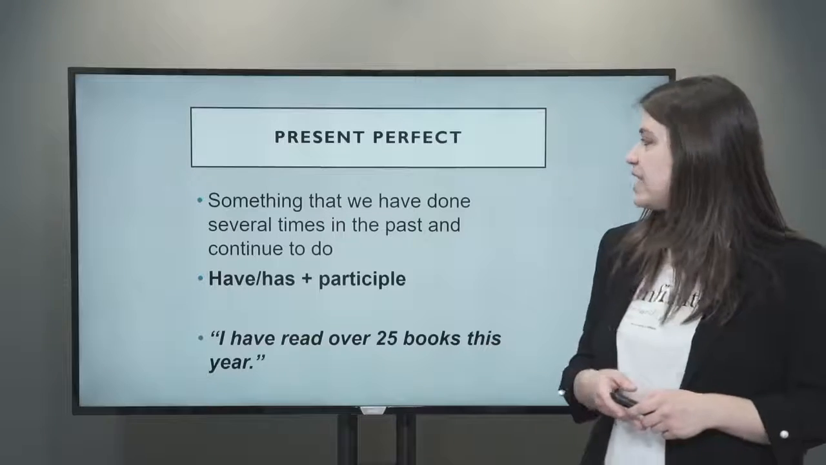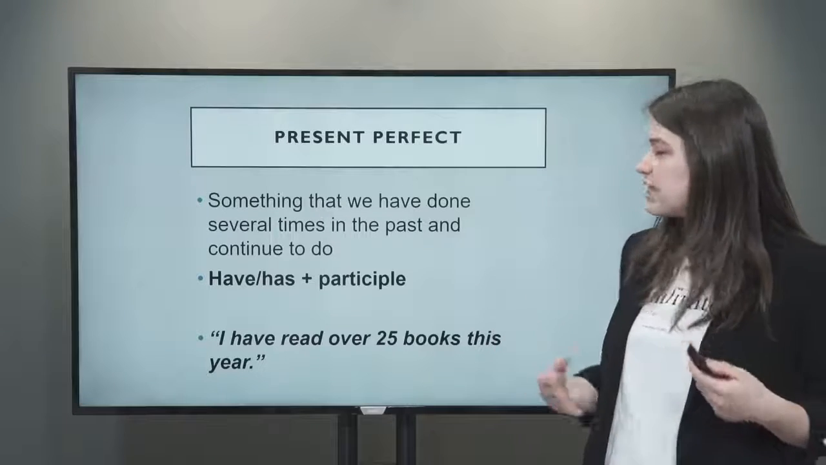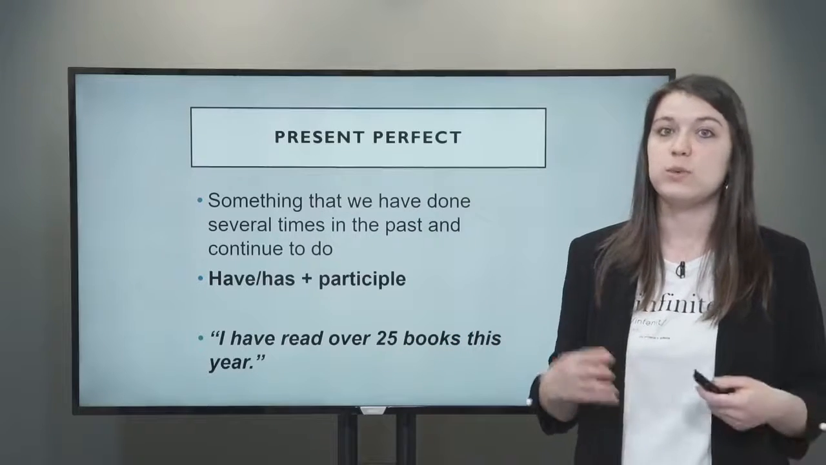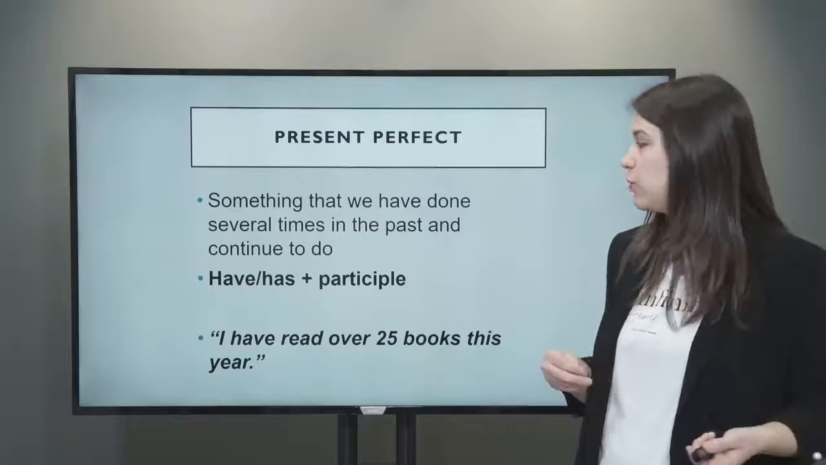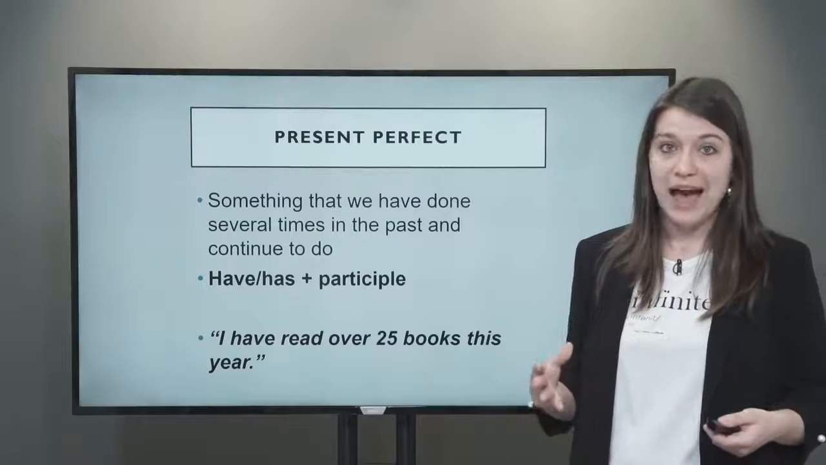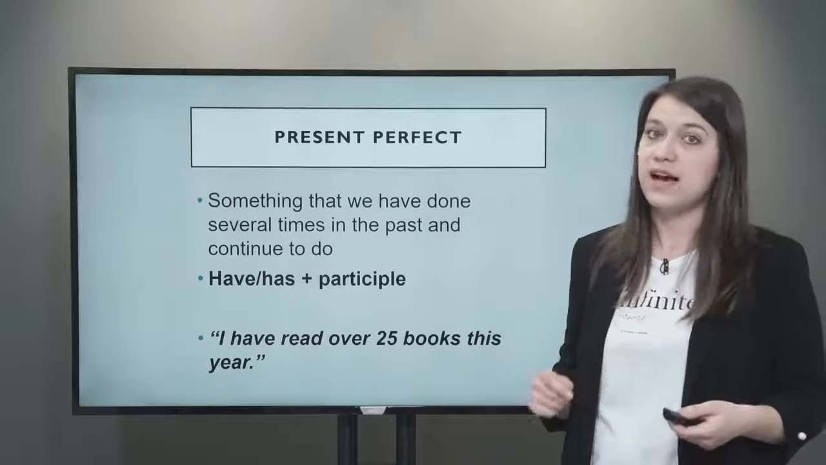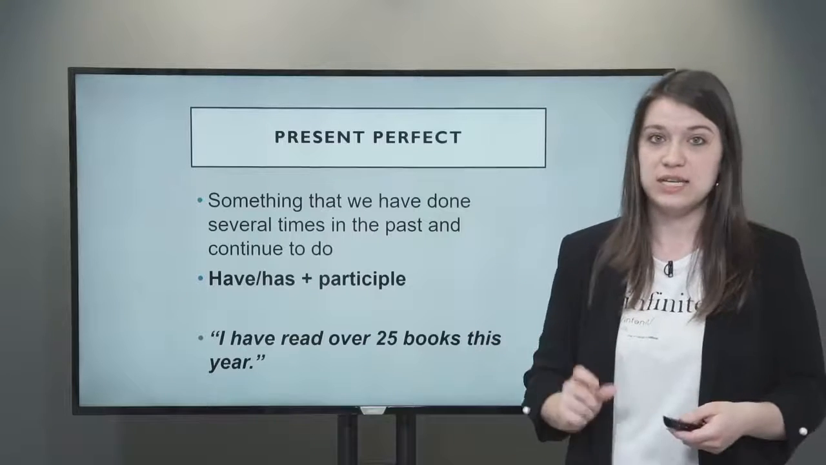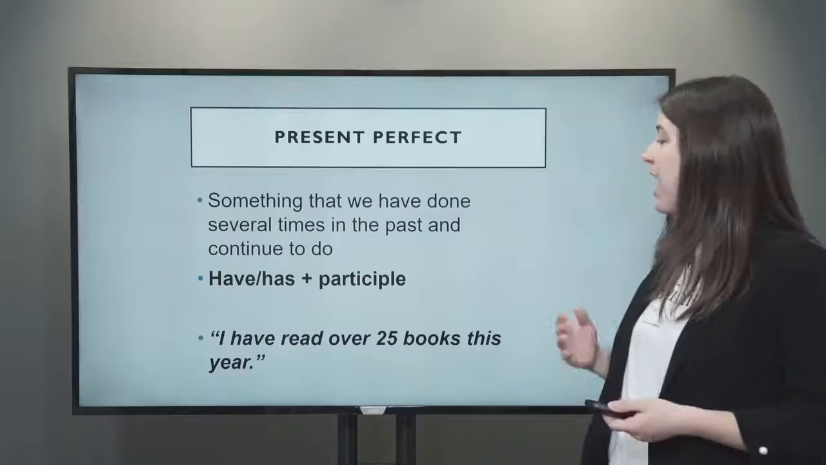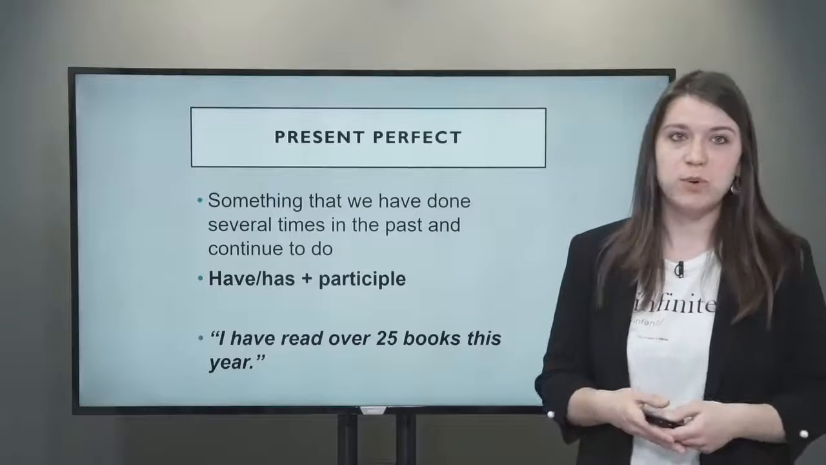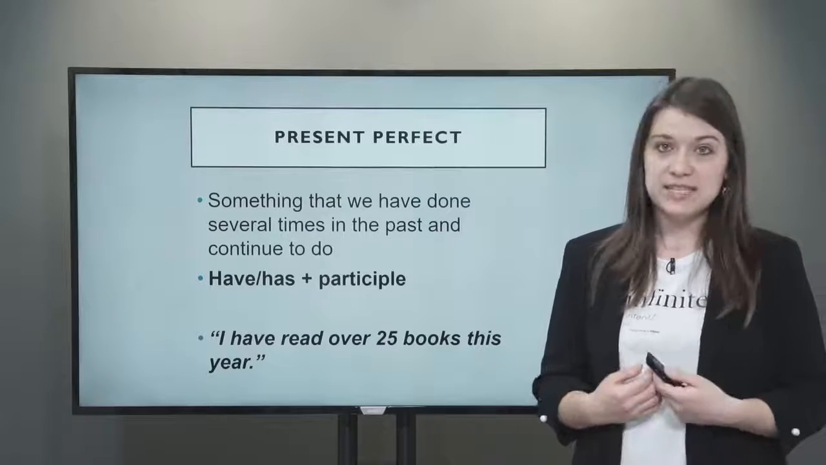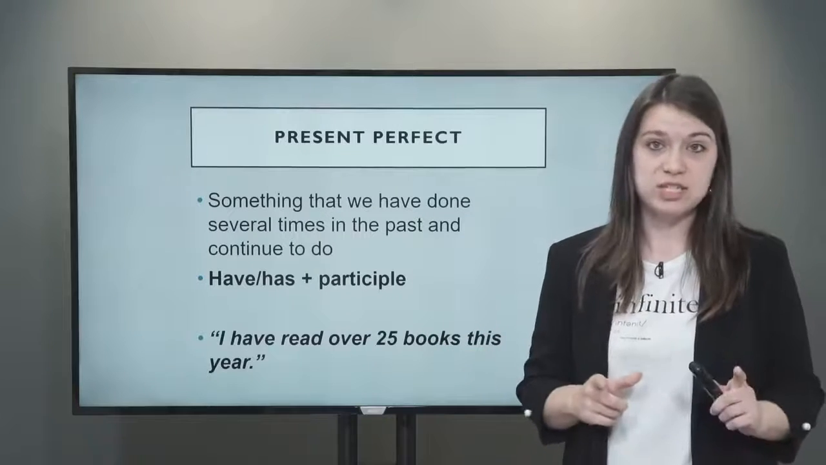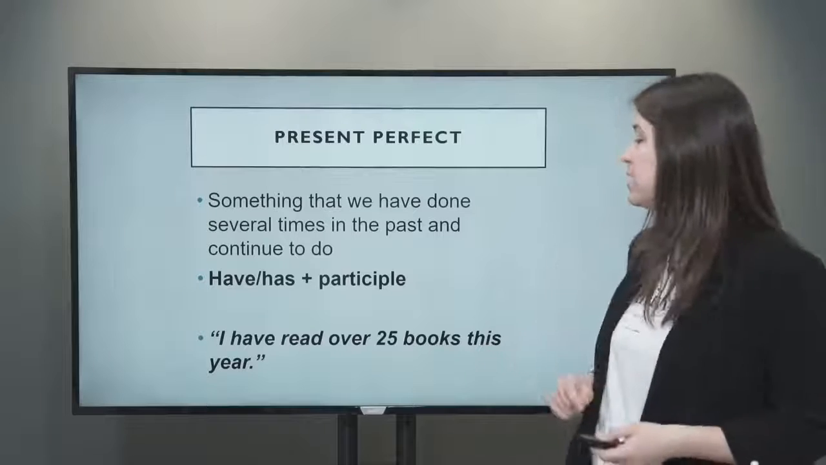The present perfect. This is something that we have done several times in the past, so something that started in the past and continues in the present. So something we started in the past and we continue to do. So here we use the verb to have. So depending on the subject, it will be either have or has plus the participle, okay? So this is the special ending, the participle. For example, I have read over 25 books this year. So the subject is I, the verb have, and then the participle is read. So remember the pronunciation is different. The verb is to read, but the participle is read.